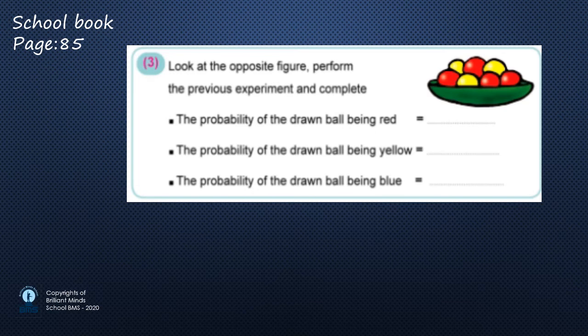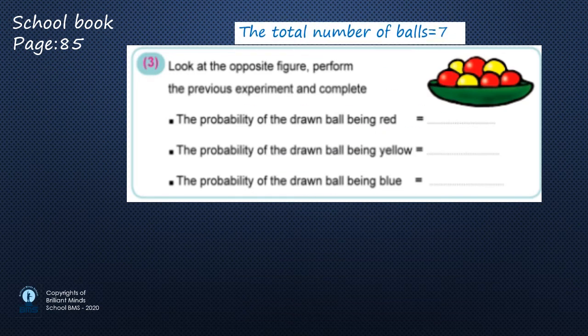So, first we must know the total number of balls inside the container. How many balls inside the container? 7. So, the total number of outcomes will be 7. So, the denominator here will be 7. What about the numerator? According to the color in the question, I said red. How many red balls do we have here? We have 4. So the probability of the drawn ball being red equals 4 over 7.